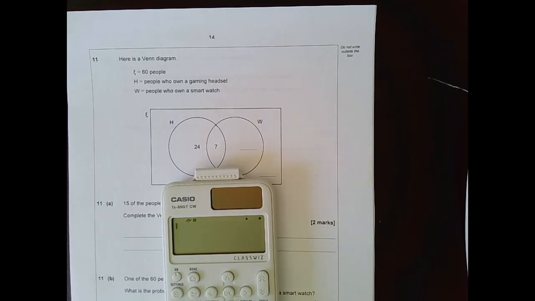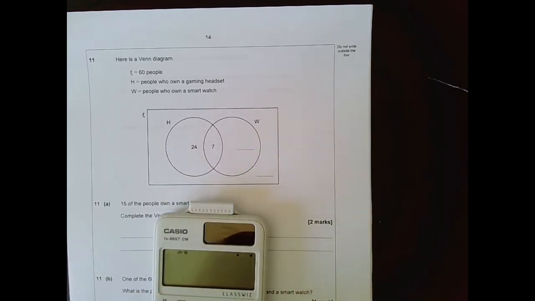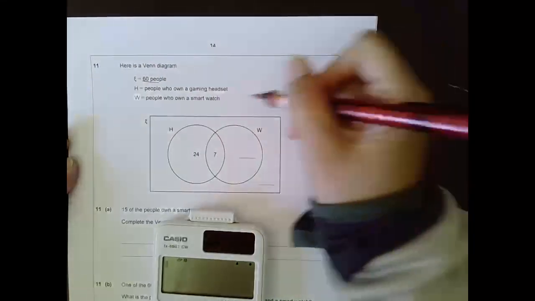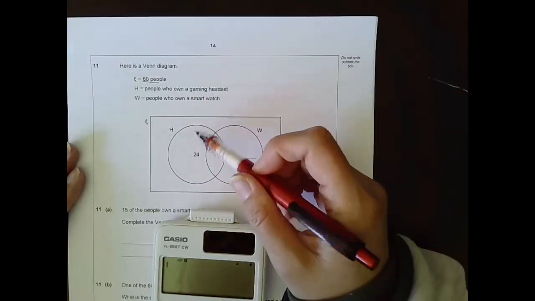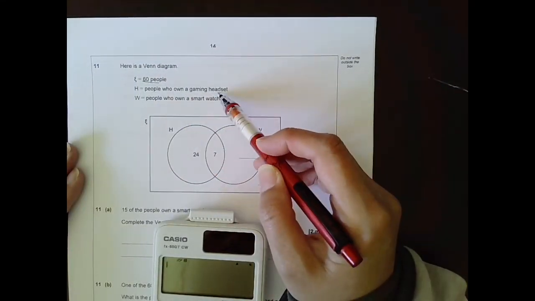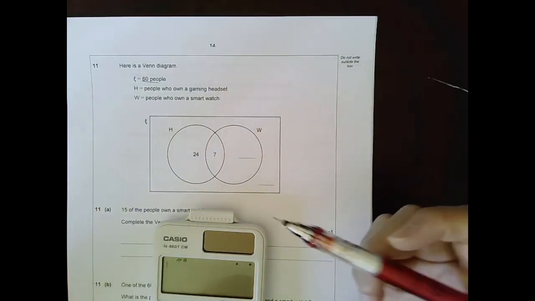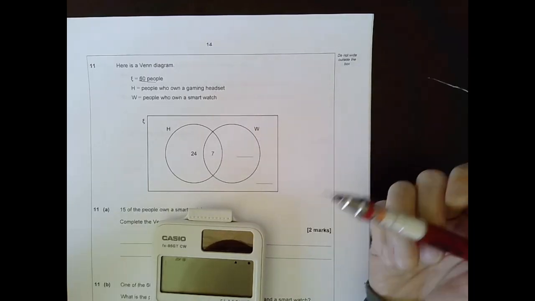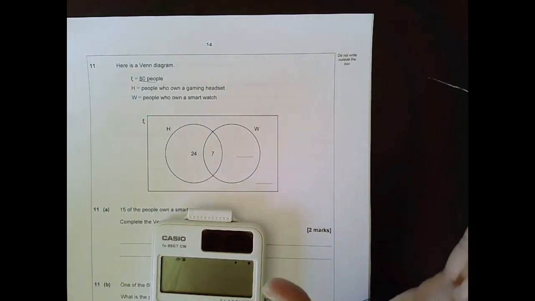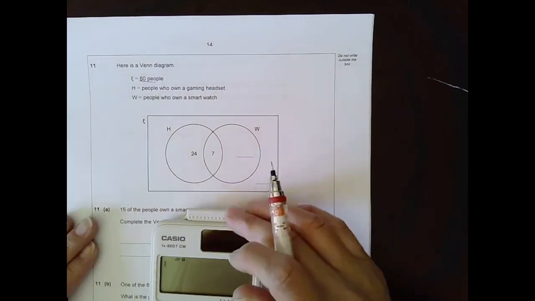Hey, who does not like a probability question? So this is a Venn diagram question. Look at that. Venn diagram. All right, so we have 60 people all together, and H is the people who had a game headset and the same for smartwatch. There's nothing stopping people from having both. When the two events can happen together, this is independent.